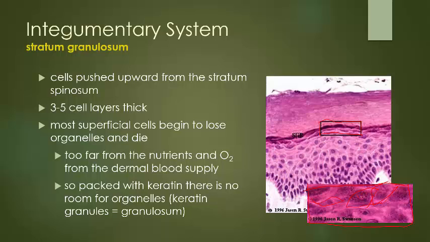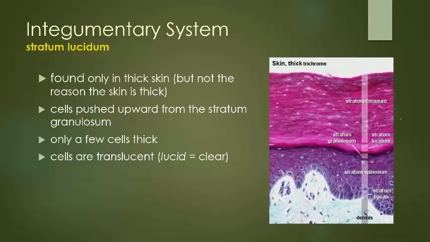So this stratum granulosum, these cells are usually about 3 to 5 cell layers thick, and at the most superficial side here of the stratum granulosum, the cells begin to lose their organelles and die. And they do this because they've gotten so far from the supply of nutrients and oxygen and the chance to get rid of wastes, because they've gotten so far from that basement membrane and the dermal blood vessels down below, and because they've become so packed with keratin that there's just eventually no more room for the organelles. So by the time these cells migrate up into the last of the layers, the stratum lucidum, and then on up into the stratum corneum, these cells are generally dead.